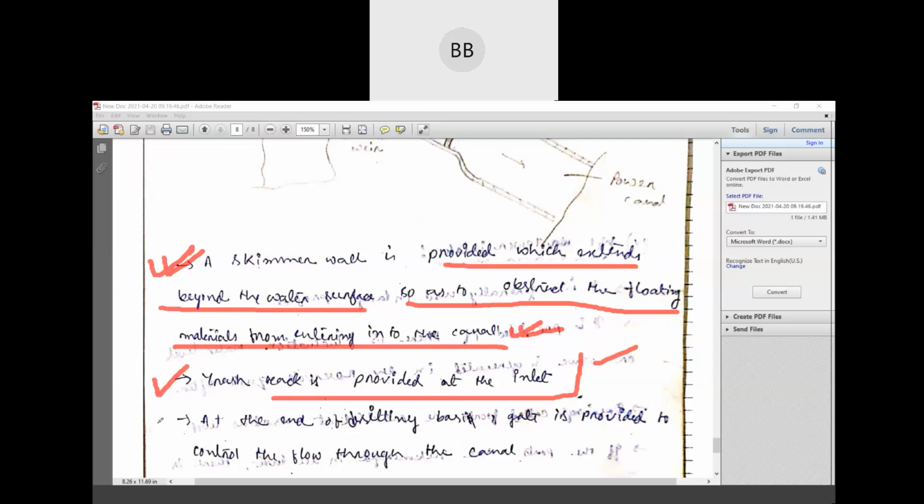The last point is, we have to install one desilting basin, and after the desilting basin we provide the control structure for inflow. So at the end of the desilting basin, a gate is provided to control the flow through the canal. That means the inflow control structure is provided at the end of the desilting basin.